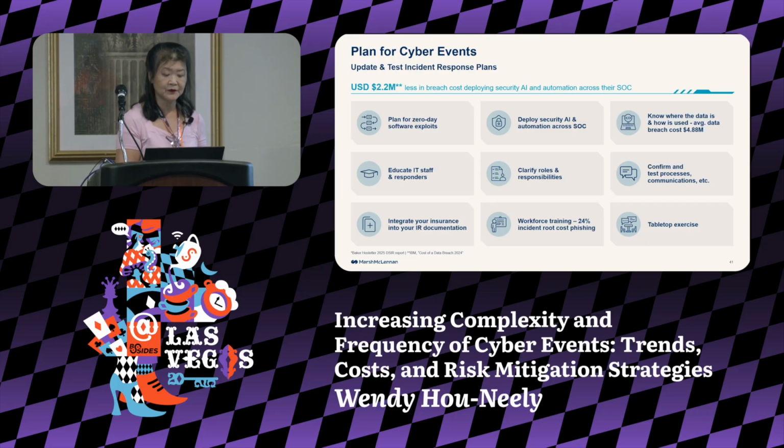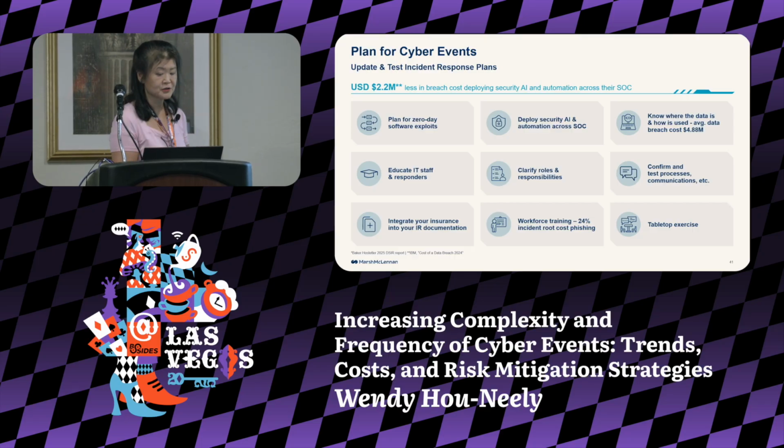Usually it's 2.2 million less in breach response cost if you deploy security AI and automation across your SOCs, plan for zero-day software, educate your staff, and integrate your insurance into your incident response. Have a conversation ahead of time. On our website, we have a list of vendors that have been vetted by us as approved vendors that would reduce your risk. You can go to our website and look through those, and see which ones the insurance broker does endorse.